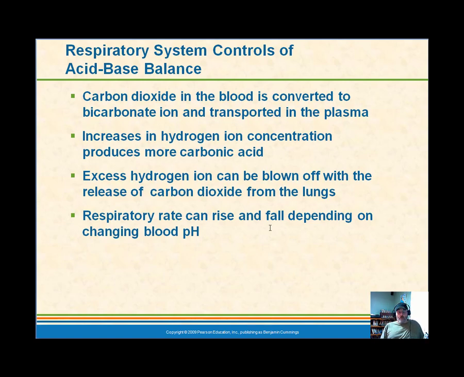When you start exercising, you actually generate more acids in the bloodstream, which in part helps regulate the respiratory rate. The existence of carbon dioxide in the bloodstream increases the respiratory rate. We blow off the carbon dioxide, and that keeps our blood pH in the appropriate range.